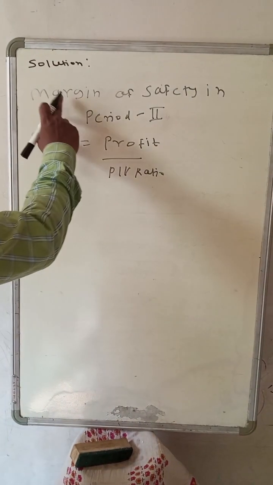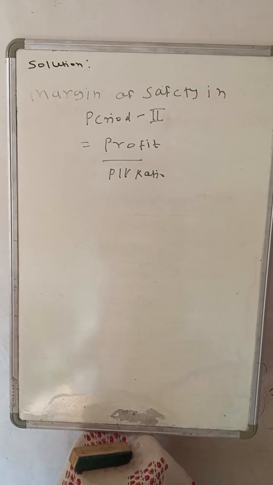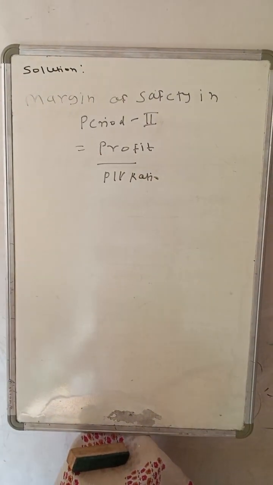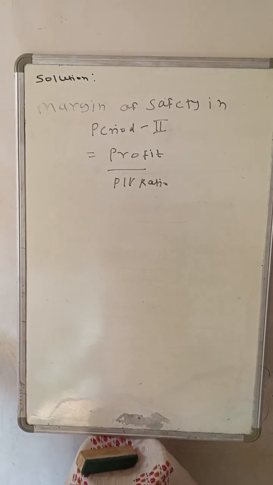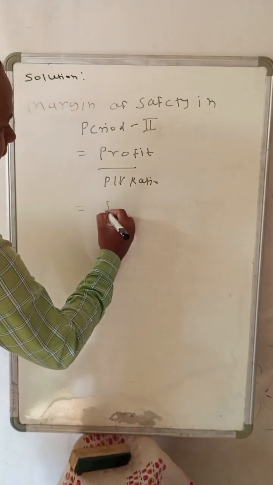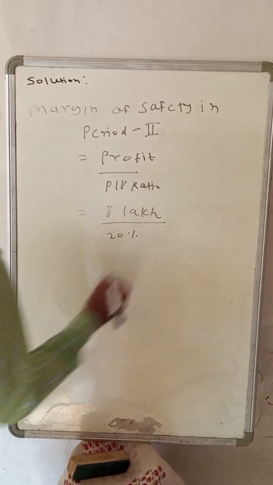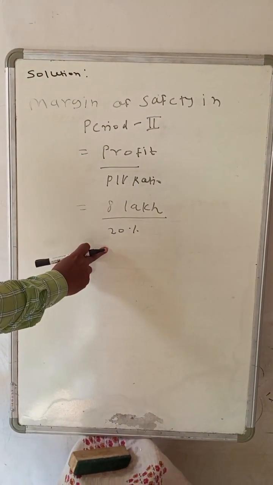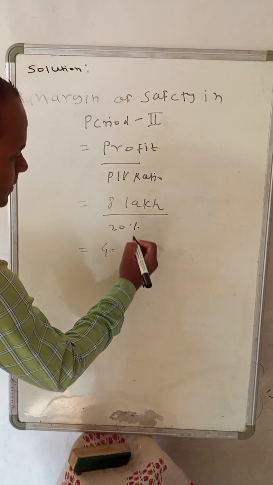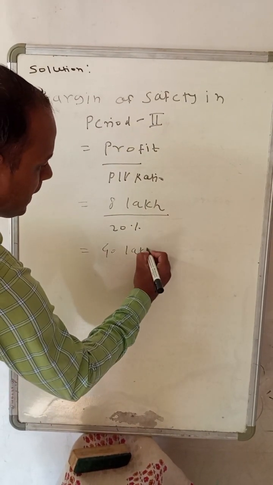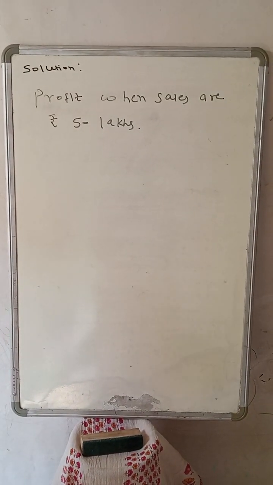The next requirement, margin of safety in the second period. We know the formula of margin of safety, profit divided by PV ratio. The profit for the second period is 8 lakh, while the PV ratio is 20%. So 8 lakh divided by 20% is equal to 40 lakh rupees. 40 lakh.